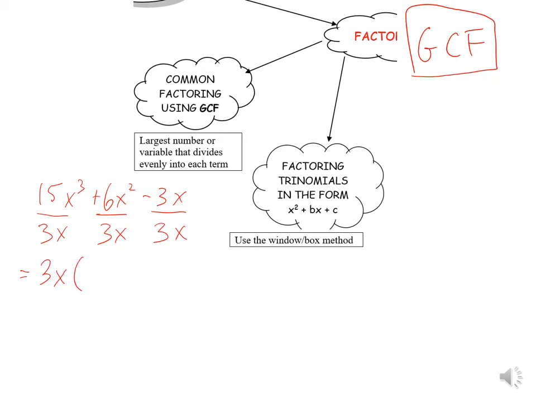Then you do the division. 15 divided by 3 is 5. X cubed divided by x: 3 on top, 1 on the bottom, 3 minus 1 is 2. So that means you just have x squared. 6 divided by 3, 2. X squared divided by x is just x. And then negative 3 divided by 3 is just negative 1, and the x's cancel. And we have successfully common factored.